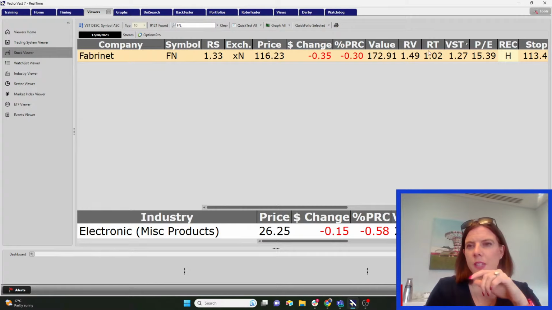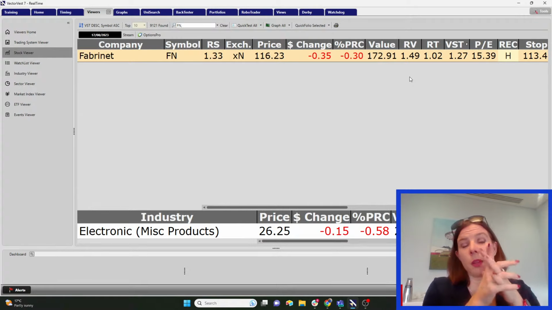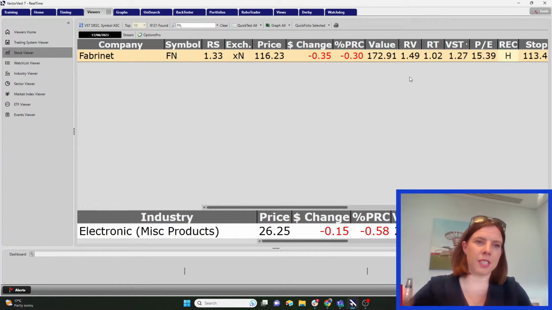I will say this actually came up on a search that I was running, because BST was very high and the RS was above 1.2. So this appeared on my search a couple of days ago, and I was watching the impact of what had happened. Fabrinet had a very significant set of results as well.